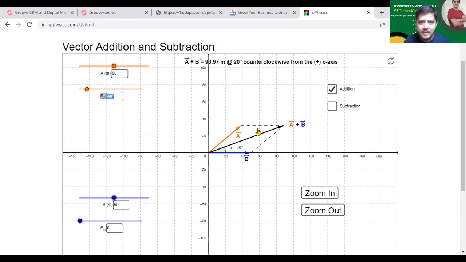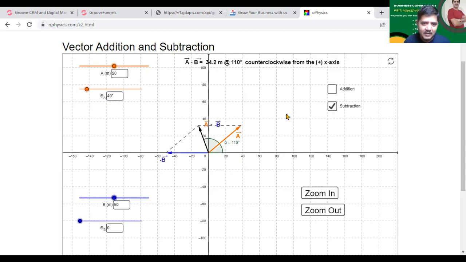Now, is this the same when you get subtraction? Before we start, how will subtraction be? What is subtraction? It should be A minus B, right? So A would be as such, B would be in the opposite direction. The resultant should be in this direction, right? Let us click on subtraction here. Now you see this is vector A. This blue color vector is vector B. The black color is your resultant vector.